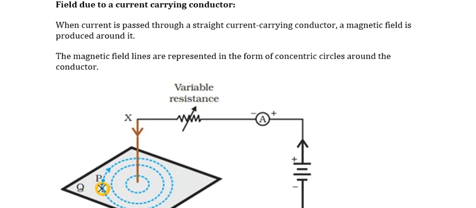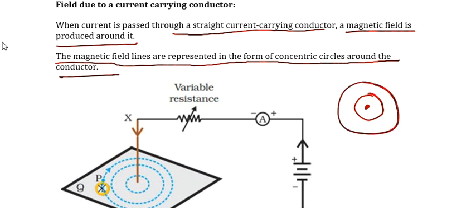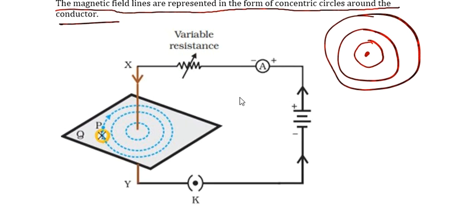Field due to a current carrying conductor. When current is passed through a straight current carrying conductor, a magnetic field is produced around it. The magnetic field lines are represented in the form of concentric circles around the conductor. You know a concentric circle has one center, like this. You can see the picture here. Some questions are asked on the pictures, asking what this is.